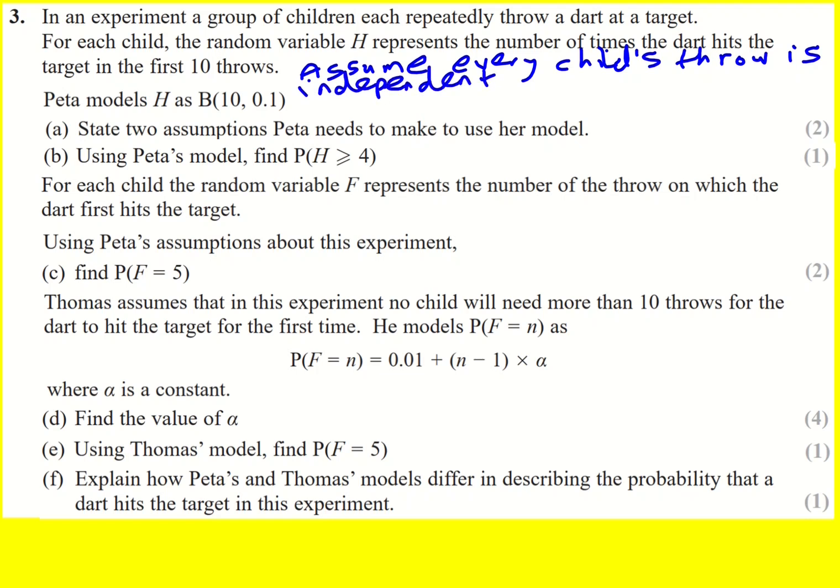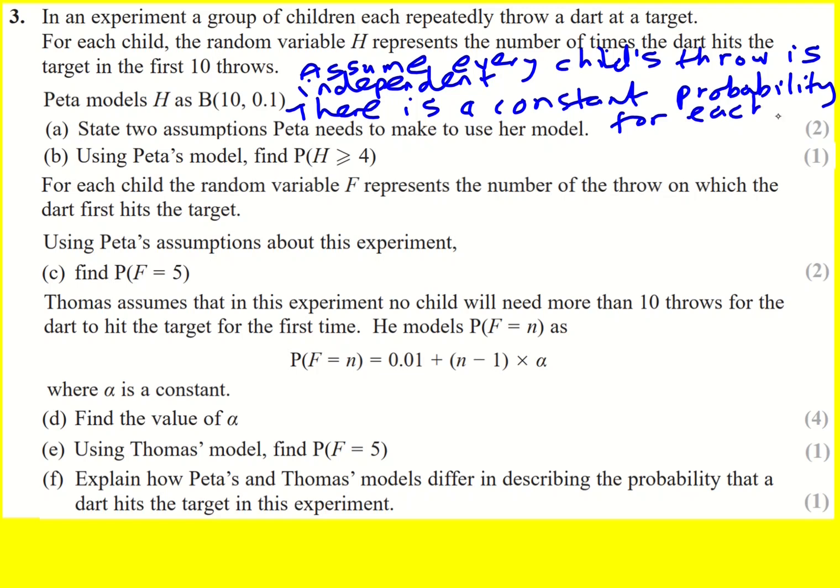We're also going to assume it's not like an average of 10%, it's a fixed probability of 10%. So I think when I did this, I originally just said there's a fixed probability of hitting the target, but I kind of expanded on it a little bit after. So there is a constant probability for each child's throw.